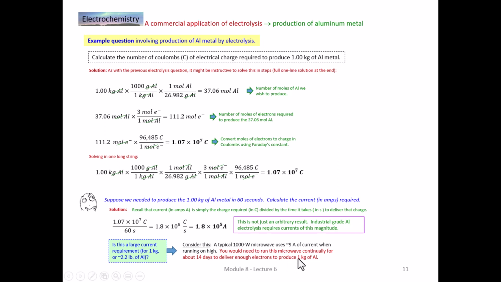So if you think of the mass of aluminum needed in the world, not just to produce soda cans, but for construction needs and aircraft needs, you can see that the amount of electricity that's required is massive to produce aluminum metal. So the lesson here, of course, is recycle aluminum wherever possible.